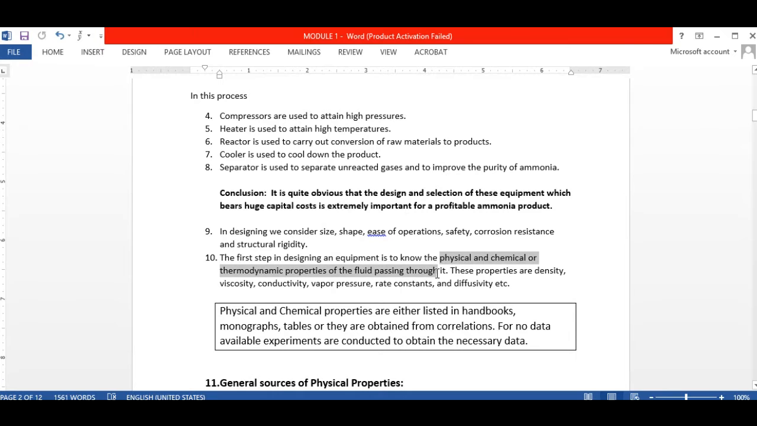So it is very important that you know the accurate physical, chemical and thermodynamic properties. These properties are density, viscosity, conductivity, vapor pressure, the rate constant for the reaction, and the diffusion constant. In distillation, diffusivity is very important, and in mixing processes as well.